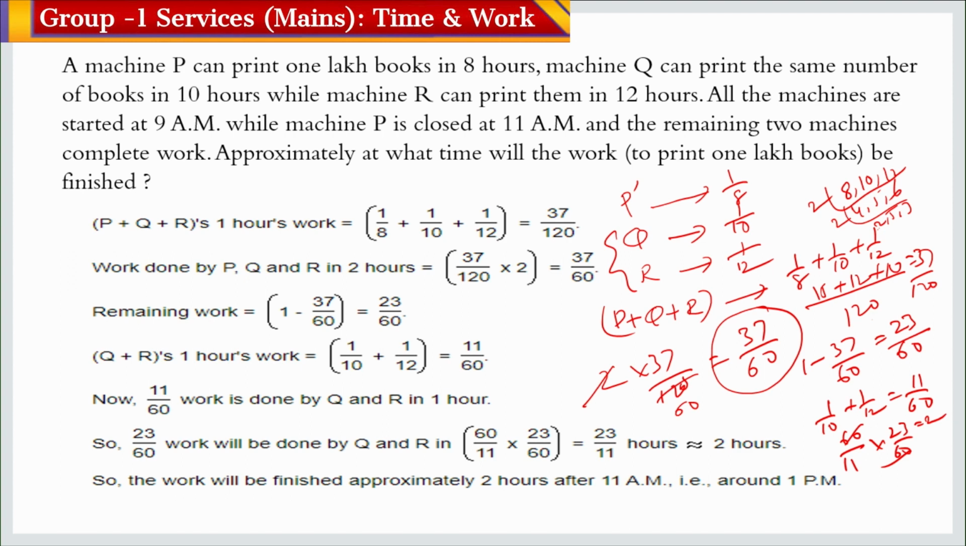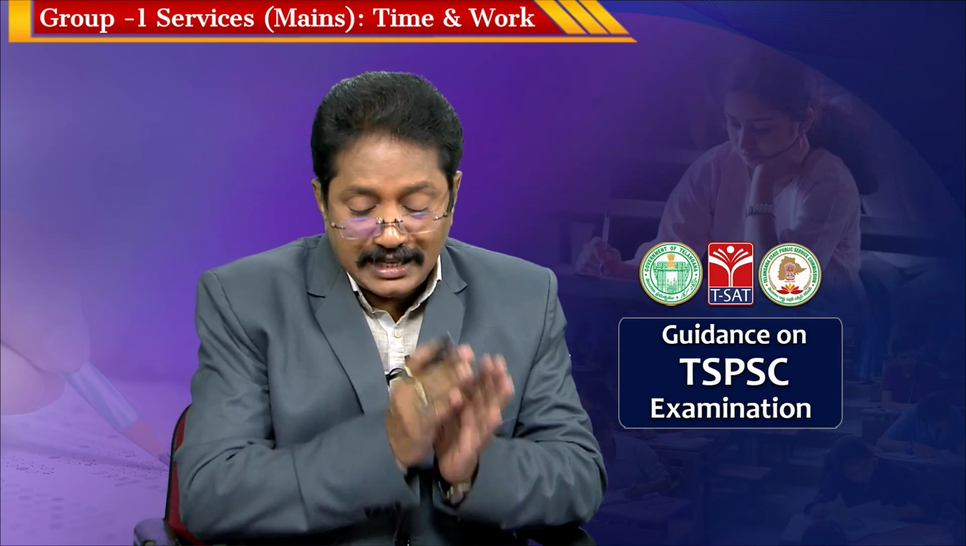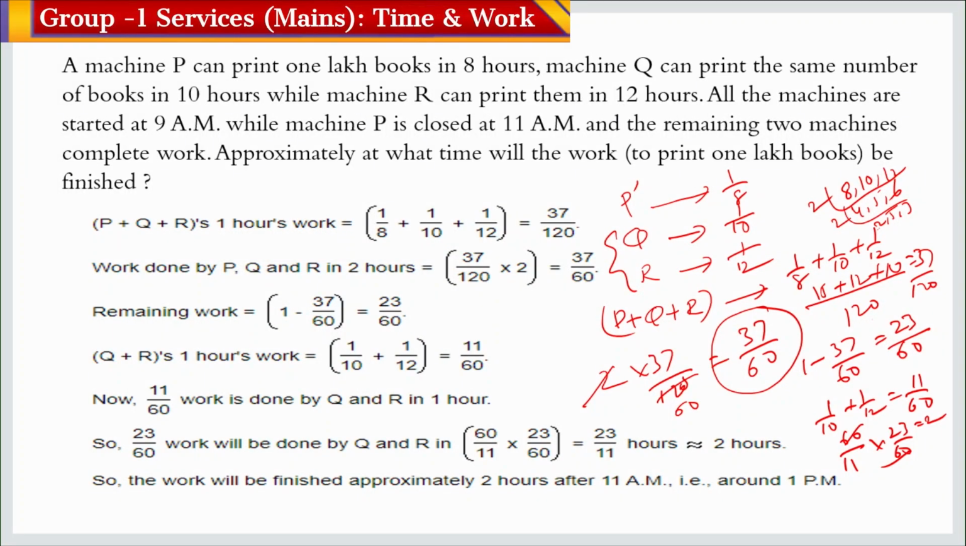From 9 to 11, all the 3 machines, P, Q, R work. From 11, for 2 more hours, 11 to 12 and 12 to 1, Q and R work to print the books and complete the work. So, how much time will it take? The work is going to be finished after 2 hours from 11, means 11 plus 2, that is 1. So, at 1 o'clock the work will be completed. In this manner you can calculate the answer.